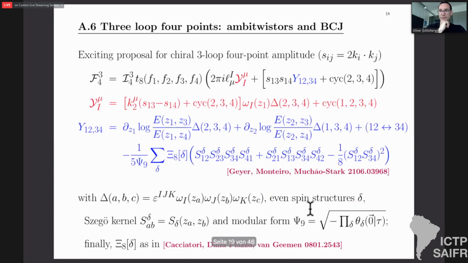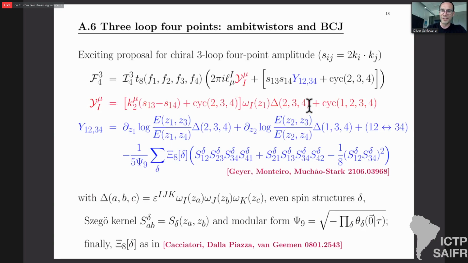Okay, and one multi-loop highlight, which is a very, very recent paper. This concerns 3-loop 4 points. There is an impressive proposal by Yvonne Geyer and Ricardo Monteiro and Ricardo Stark-Muchão. It just came to the arXiv 3 or 4 weeks ago. So these guys have started from ambitwistor arguments and have found a beautiful construction to come up with a proposal for the full-fledged chiral amplitude for superstrings, which you can use to alpha prime expand as high as you have control on the genus 3 integrals here.